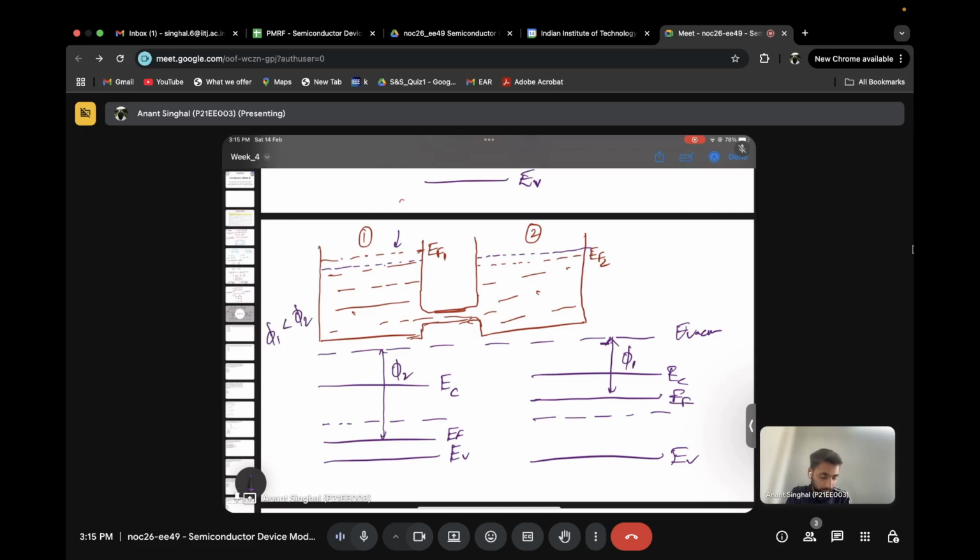So like this, what happens? The water flowed from here to here. Here you see, wherever the Fermi level energy is higher, the electron will flow from the higher energy level to the lower energy level.